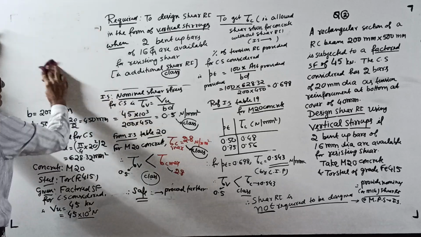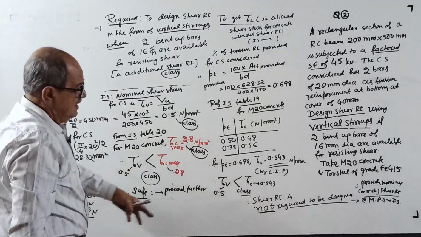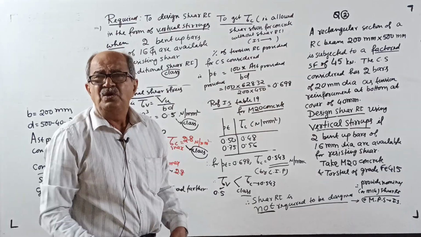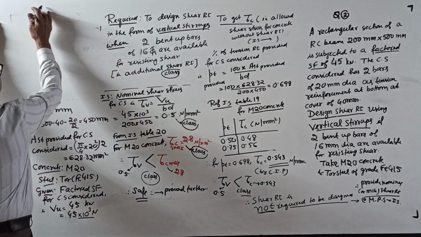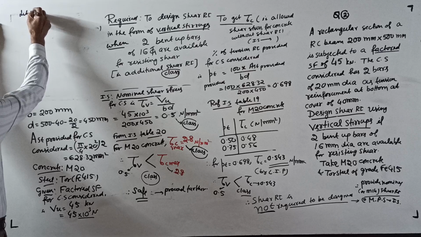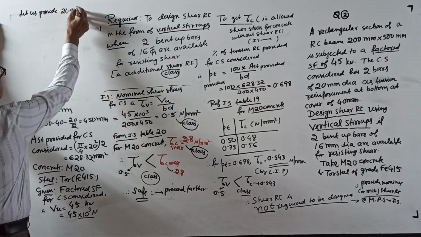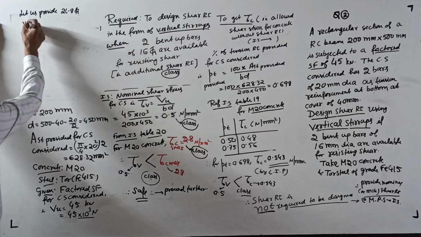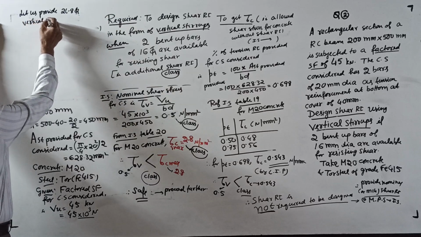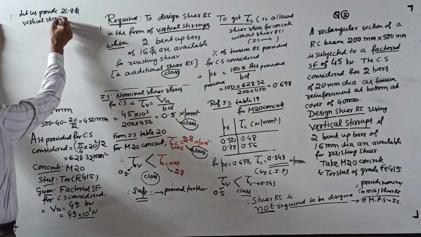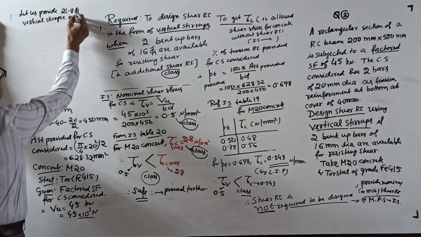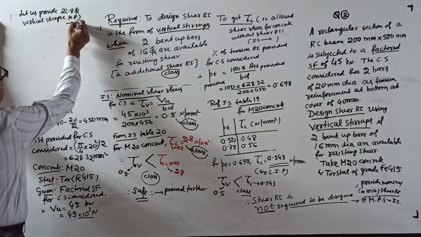So, last part. See, I told you provide nominal. How? Decide it. I write here. Let us provide two-legged 8-tor vertical stirrups at maximum permissible spacing as per IS code.